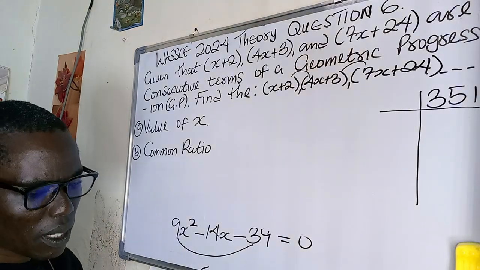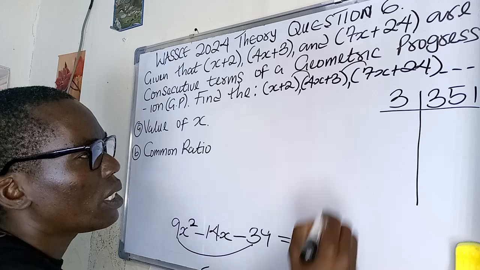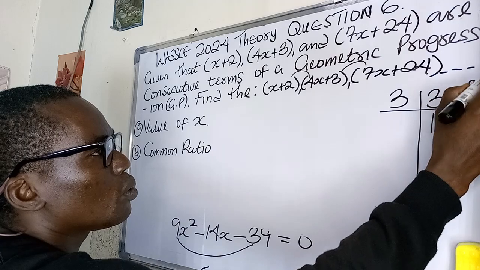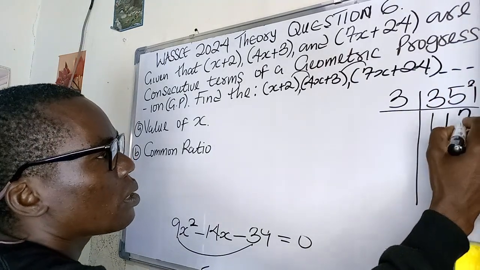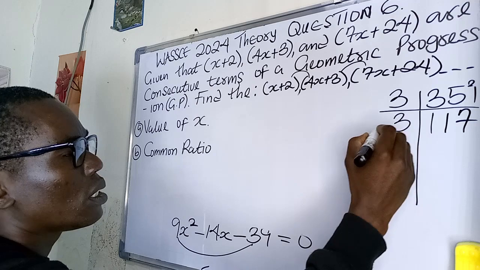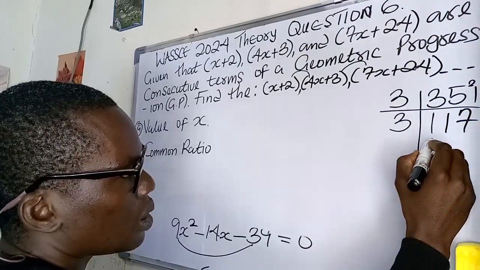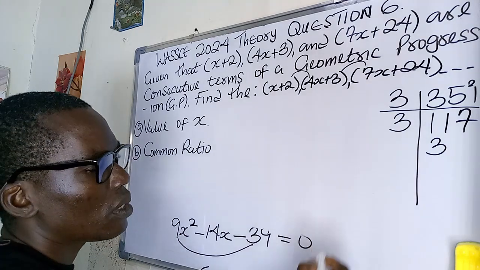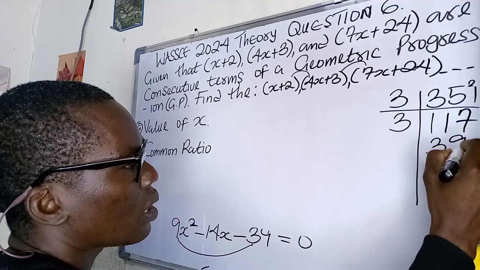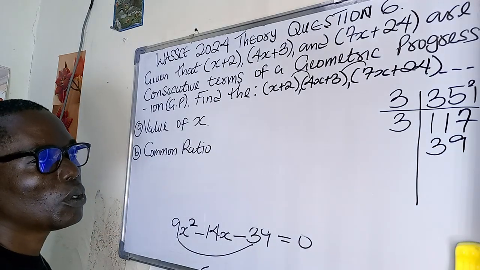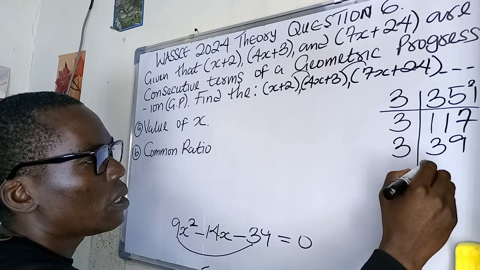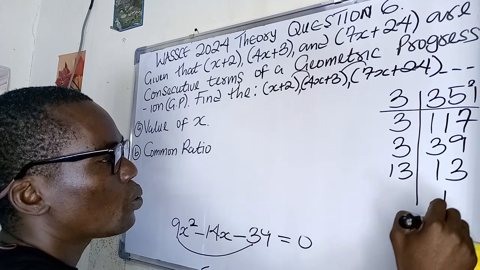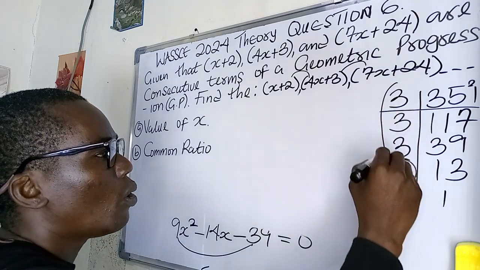When we simplify 351, 3 can go in 351, right? 3 divided by 3 is 1. 3 will go here to give us 1 remainder 1, that is 21. 21 will give us 7, right? 3 can still go here to give us 3, as 3 times 3 will give us 9, then we'll have 27. 3 times 9 will give us 27. So 3 can still go. This will give us 1, and that will give us 3. So 13 will still go to give us 1.